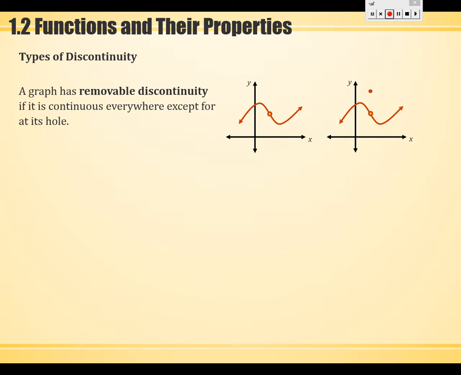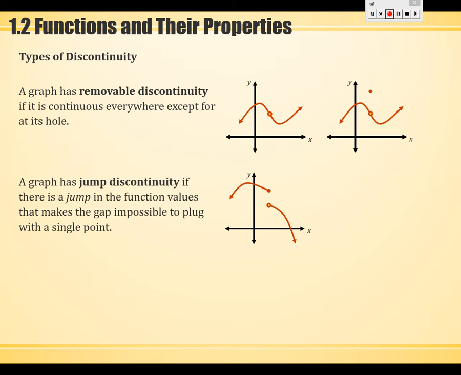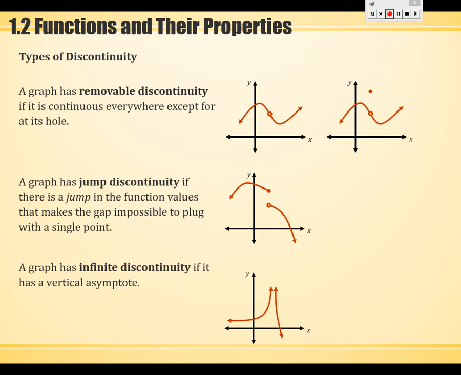I know that might seem a little strange to you, but it certainly qualifies as a function. It does pass the vertical line test, if that's your test. For every x value, there is only one y value. You could have a jump discontinuity, or you can have an infinite discontinuity. Those are the three categories we might put things in.